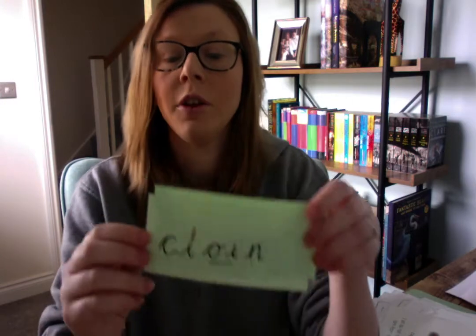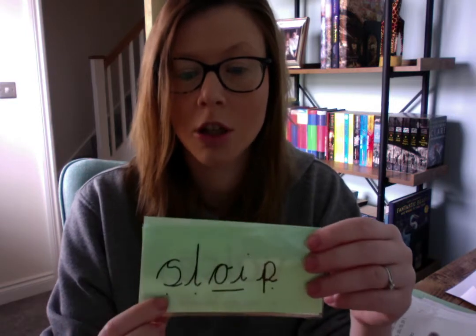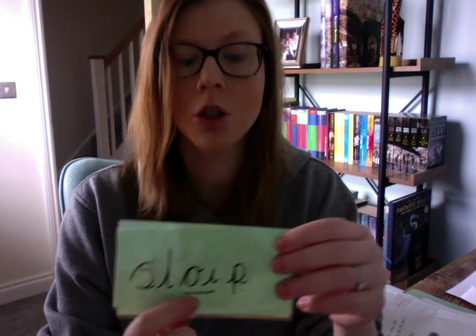Okay. Let's put them to one side for a second. And we're going to practice reading the I sound in some alien words. Okay, I'm just going to put this over here for now. Right. Our first one. K, u, oi, n, cloin. Next one. S, u, oi, p, sloip. I'm going to hide them in the other words that we already know. And we're going to practice all the ones we know. Are you ready?